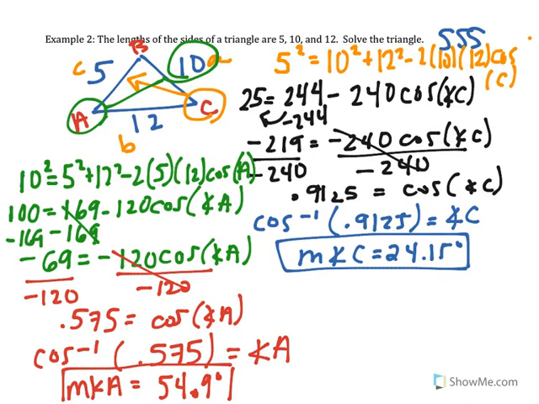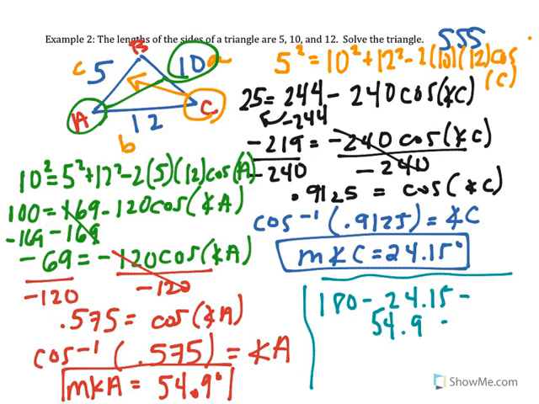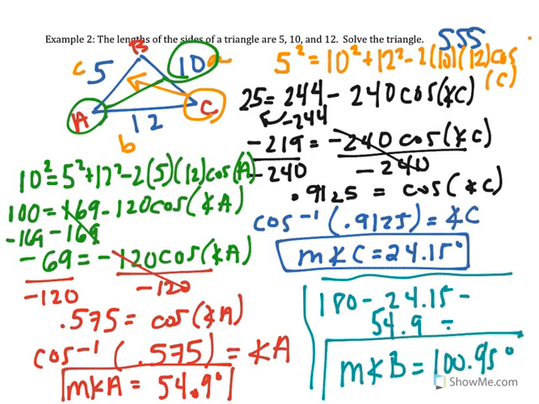Now, for the last angle, do we need to use law of cosines again? No. Can you? Of course. It's a good way to check yourself. But I'm not going to in this case. What I'm going to do is say, okay, I know the angles in a triangle have to add to 180 degrees. So 180 minus my other two angles is going to give me my third angle. So the measure of angle B would just be 100.95 degrees. Again, it makes sense that it's the largest because it's opposite the largest side.